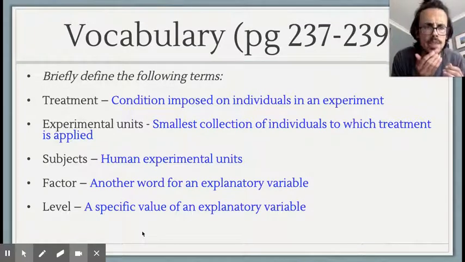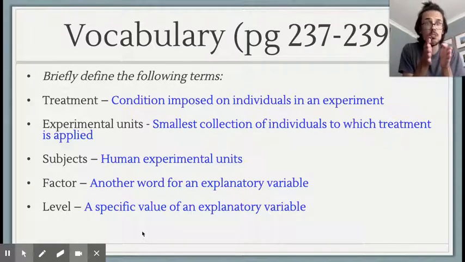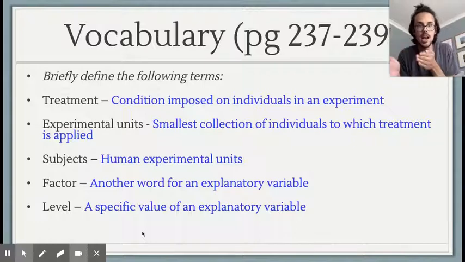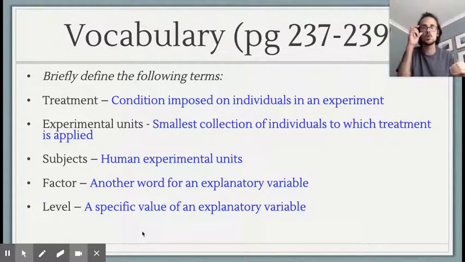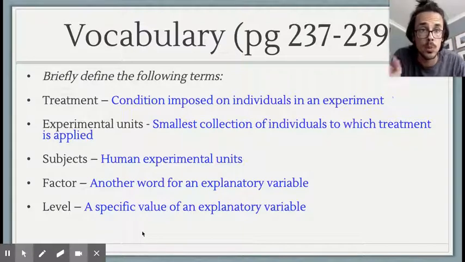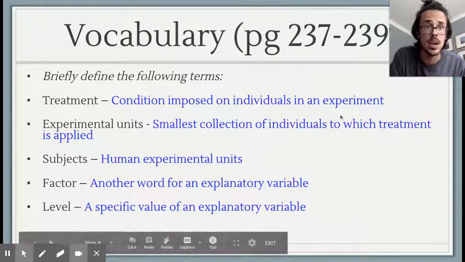But maybe I wanted to see if I could do no caffeine, little bit of caffeine, medium caffeine, high caffeine, or specify like the milligrams that you'd be getting. Each of those, like 0, 15 milligrams, 30 milligrams, whatever, would be a level of my explanatory variable. And we will talk more about this in our next lesson.